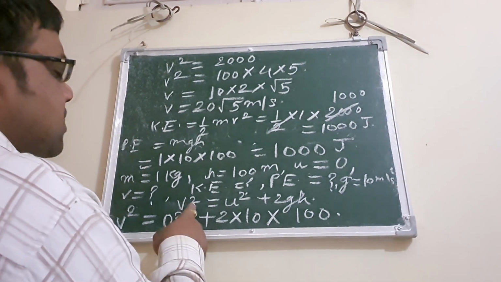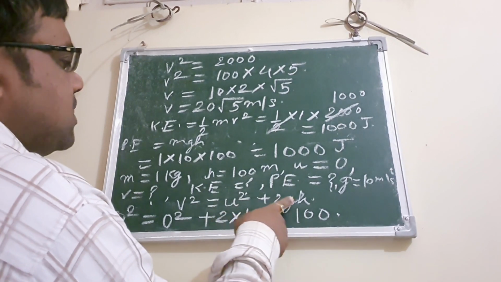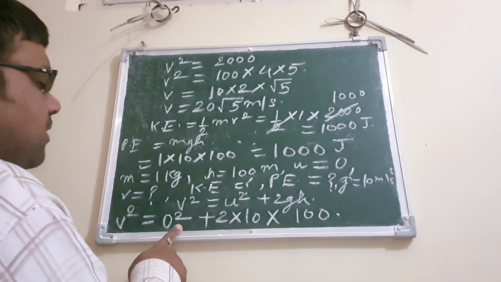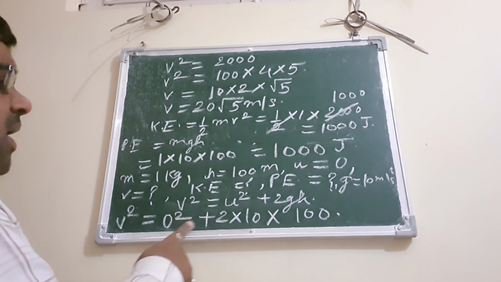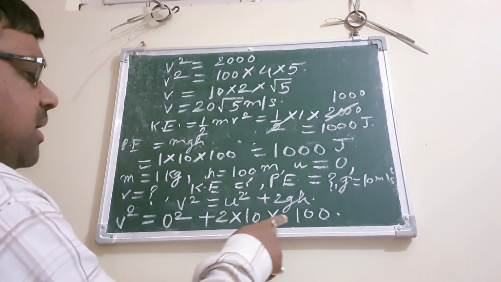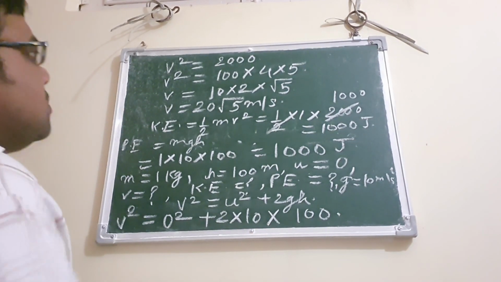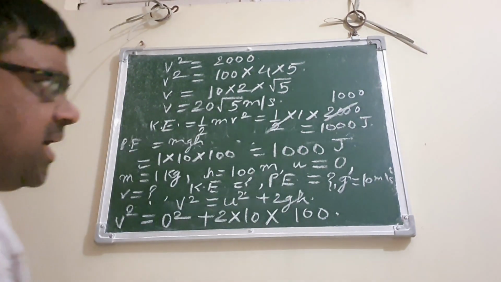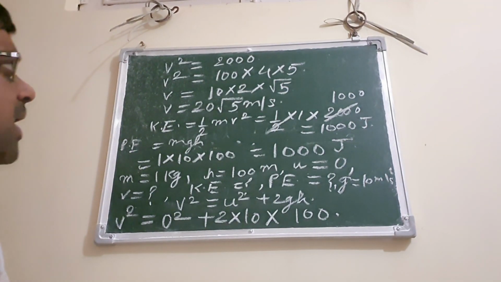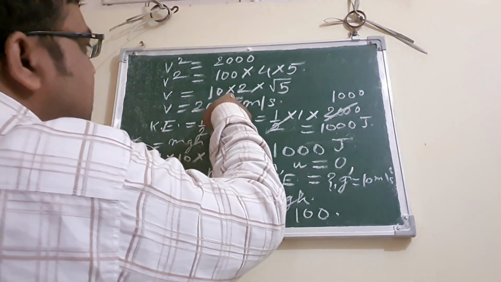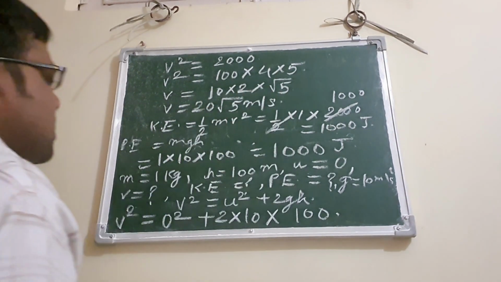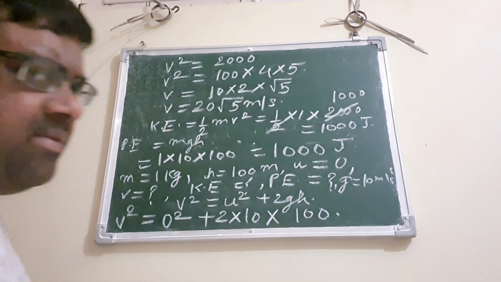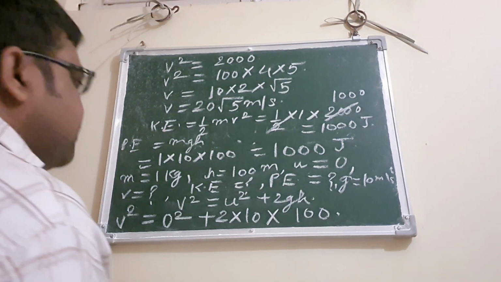So applying the third equation of motion, v square equal to u square plus 2gh, in terms of gravity. V square equal to initial velocity is 0, so 0 square plus 2 into 10 into height, that is 100. So v square is coming out to be 2000. Doing with factors, we can write 100 into 4 into 5. Taking the root, v is equal to 10 into 2 into root 5. So v is equal to 20 root 5 meter per second. This is the value of velocity.